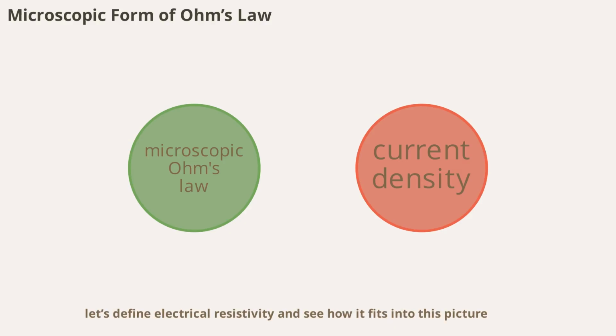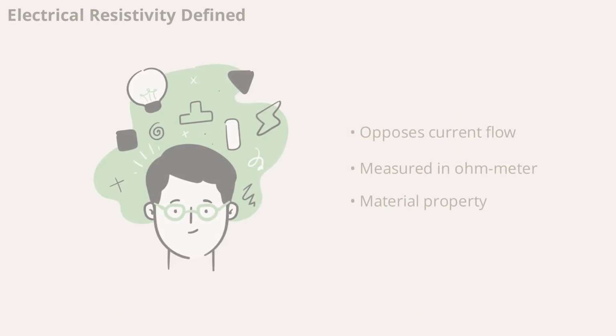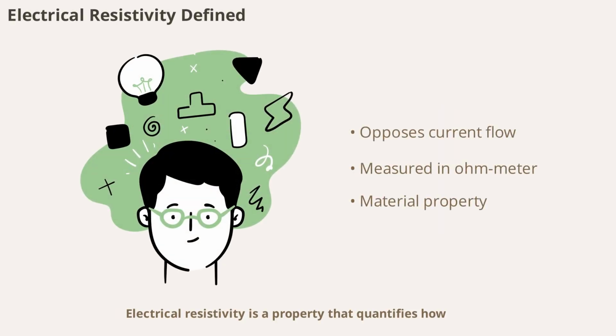Next, let's define electrical resistivity and see how it fits into this picture. Electrical resistivity is a property that quantifies how strongly a material opposes the flow of electric current. It is the reciprocal of conductivity and is denoted by the symbol ρ. Materials with high resistivity, like rubber, do not allow current to pass easily, while those with low resistivity, like copper, are excellent conductors. Resistivity depends on the material and its temperature. Understanding resistivity is crucial for selecting materials for wires and components in electrical circuits.